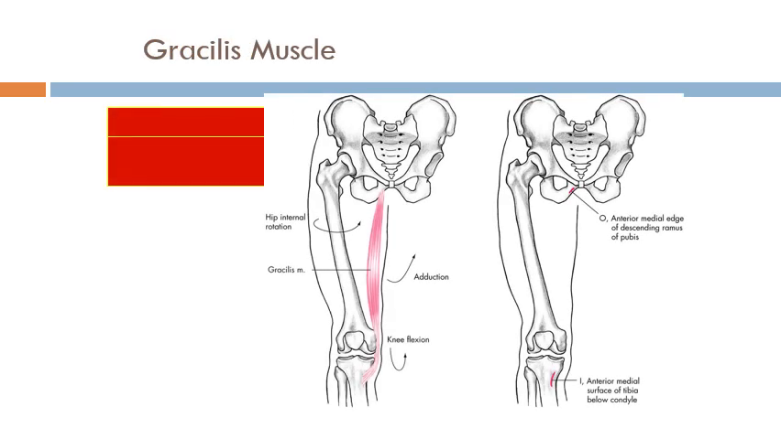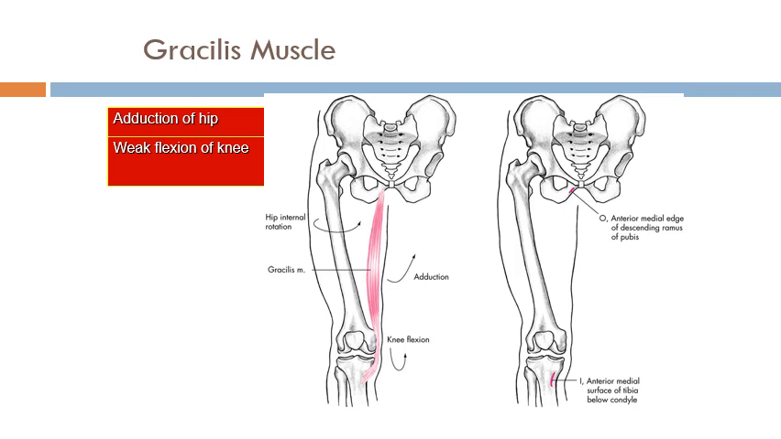Okay, so the gracilis muscle. Here's a picture of the gracilis by itself. Adduction of the hip. So it functions as a hip adductor. Weak flexion of the knee. So we are going to consider it a knee flexor. It's not a very strong knee flexor.